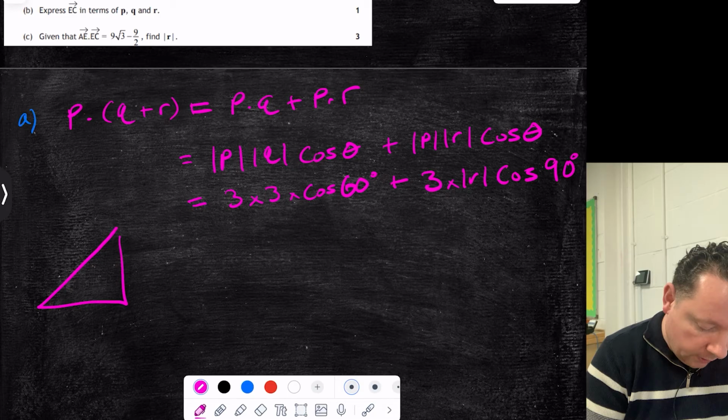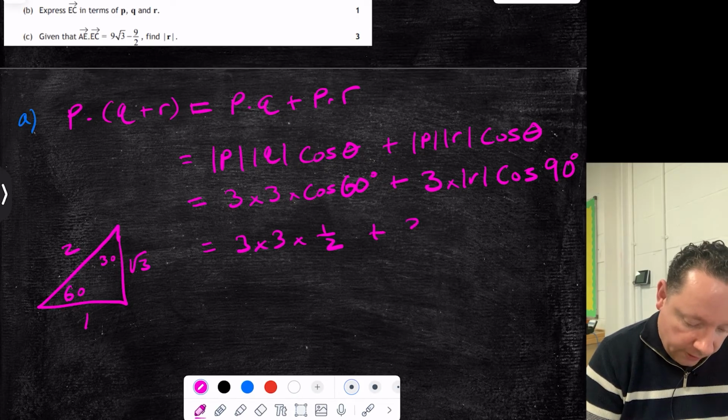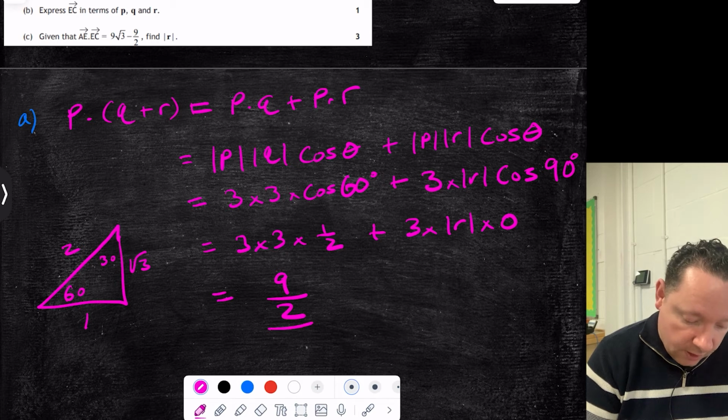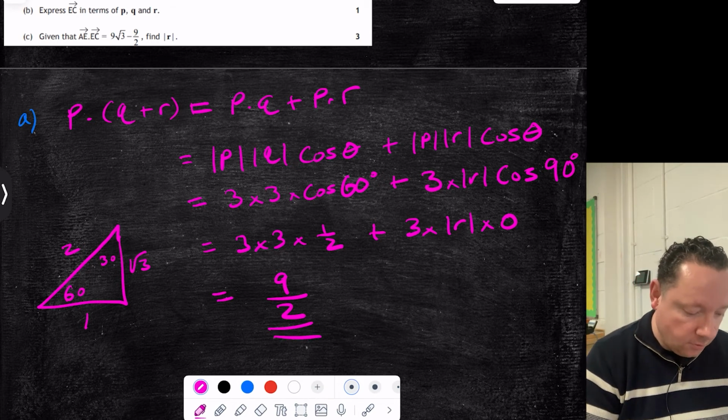So remember, we've got 60 degrees down here, 30 up here. If that was 2, this would be 1 and that would be root 3. So the cos of 60 is a half. So that equals 3 times a half, plus 3 times the size of R times 0. 3 3s are 9 times a half is 9 halves, plus nothing is nothing. So we get 9/2.